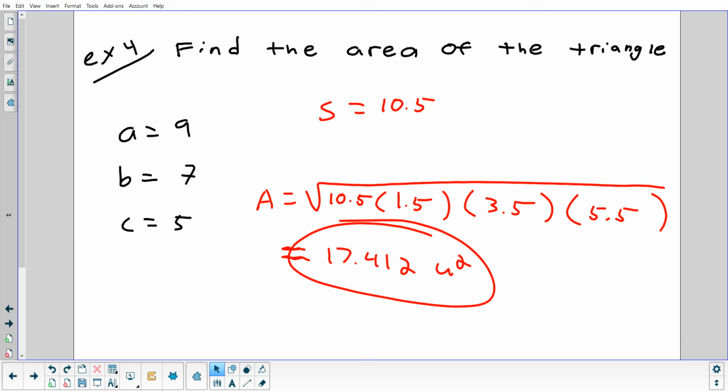So you have a couple different ways you can find the area of a triangle. This one being related to law of cosines. So that's the connection.